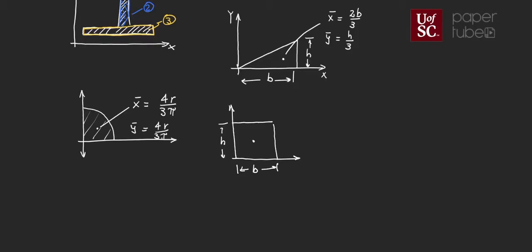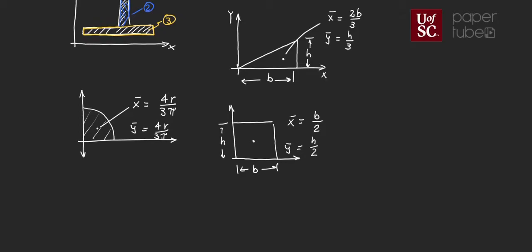This is going to be x bar is b/2. My y bar is h/2, which makes sense, right? Because that is going to be the geometric center of that shape. All right, so that's one thing that you might want to consider when we're looking at these centroids with composite areas.